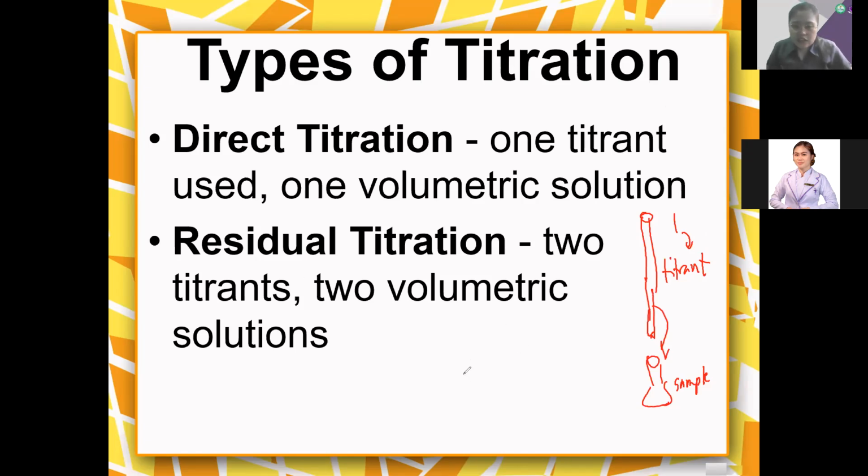Pag residual titration kasi, if this is your sample here, and then this is your burette here, mag-a-add ka first ng isang titrant. Pag na-add mo siya lahat dyan, gagamit ka na naman ng another burette or same burette pero kailangan siyang linisan. And then you will add another titrant. So meron kang dalawang volumetric solution or dalawang titrant here for residual titration. Okay, I hope nakuha ang difference ni direct and ni residual. Direct isang titrant, pag residual dalawang titrant.